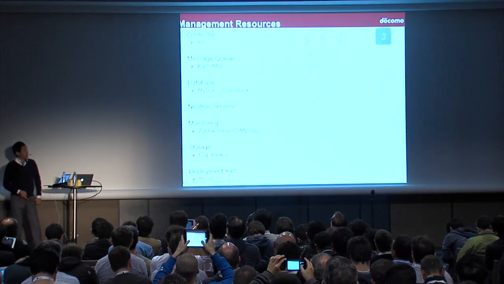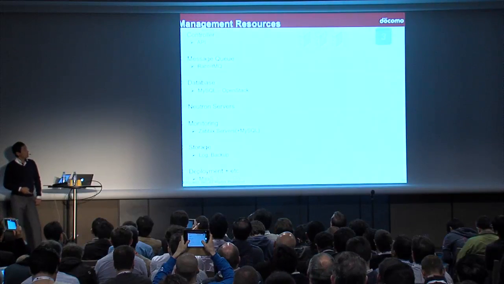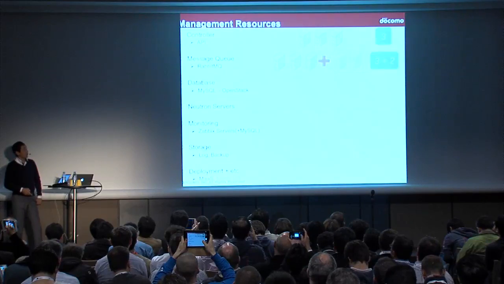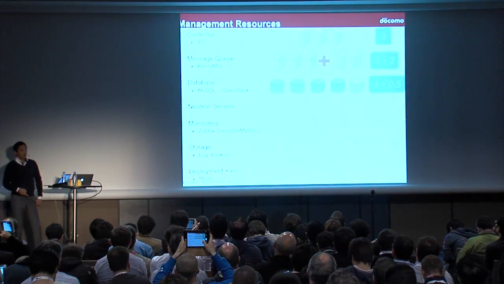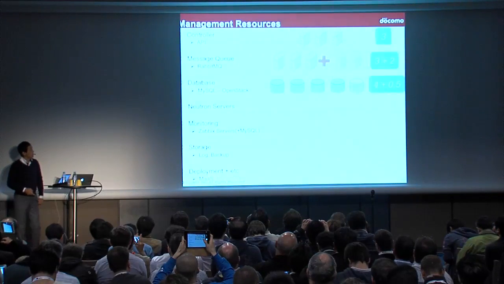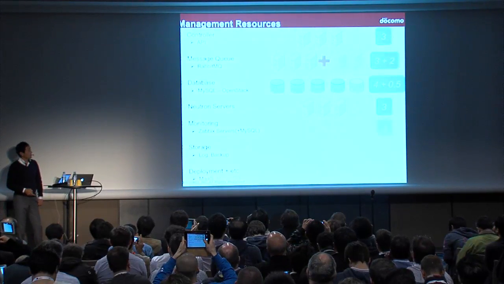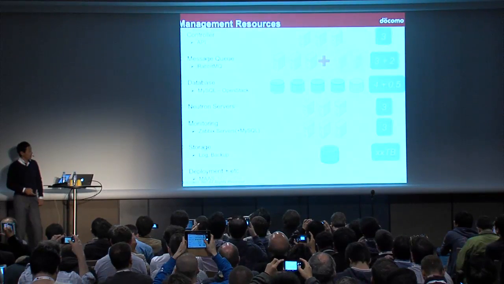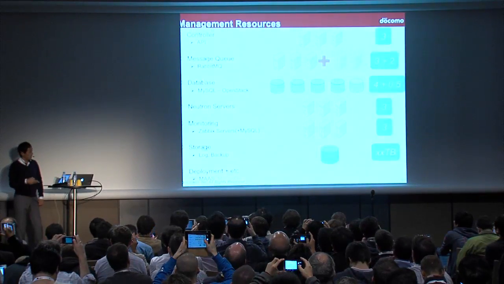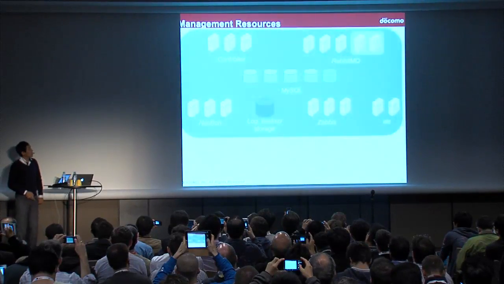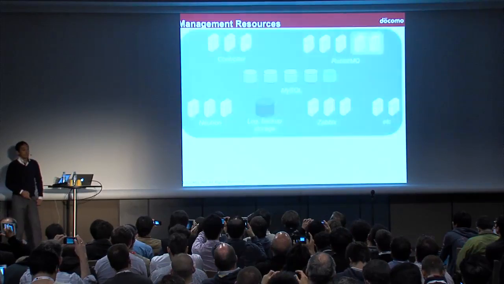For controller API, there are 3. Message queue is 3, ideally 5. Database, as I mentioned, 4 for node and 1 for arbitrator. Neutron, 3. Monitoring, 3. Storage, tens of terabytes. And deployment, MongoDB is not included, and 2. So total management resources becomes like this.